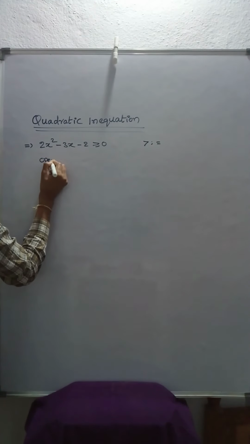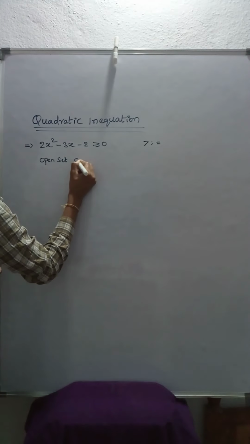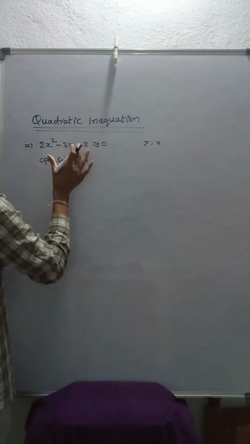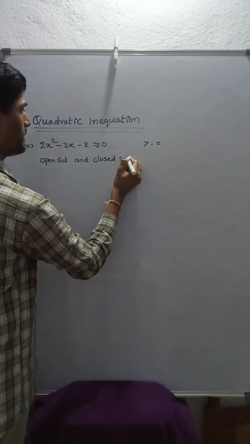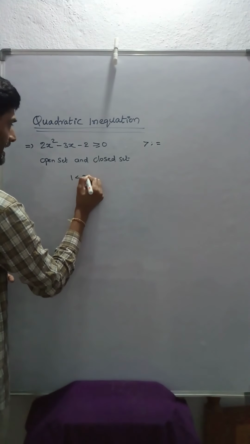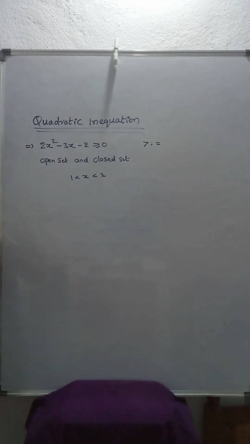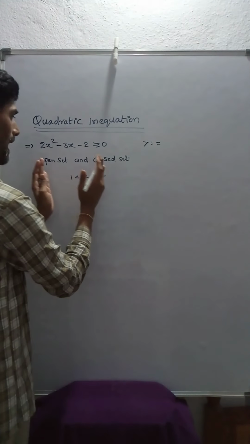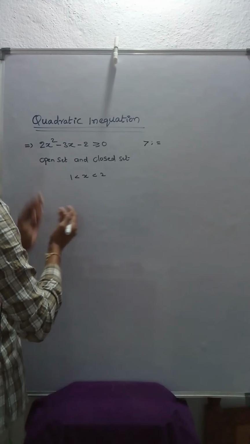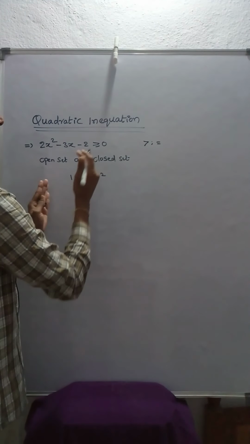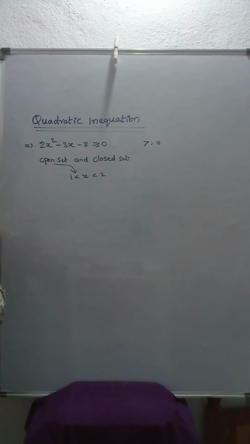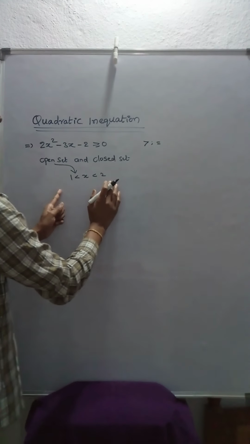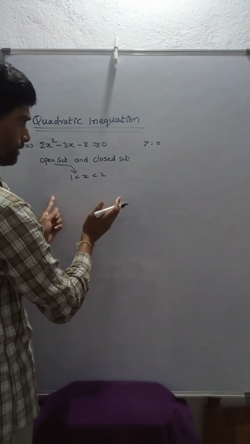One is called an open set and a closed set, because for greater than it is very important here. What is the meaning of an open set and a closed set? For example, 1 less than x less than 2 is given here, which means the values won't take 1 and 2. So 1 is not included and 2 is not included here. These types are taken to be an open set. So the limits are not considered here, they are excluded.